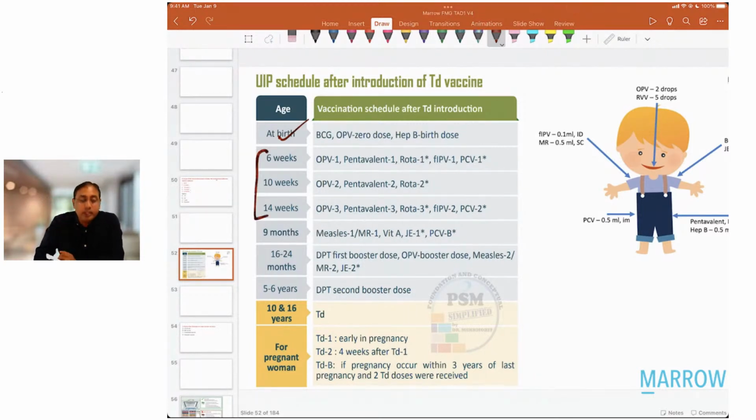At 6, 10, 14 weeks, what are the vaccines we are giving? 9 months, 16, 24 months, 5 to 6 years. So as you can see, when do we give the fractional IPV? The fractional IPV is given at 6 weeks. It is also given at 14 weeks.